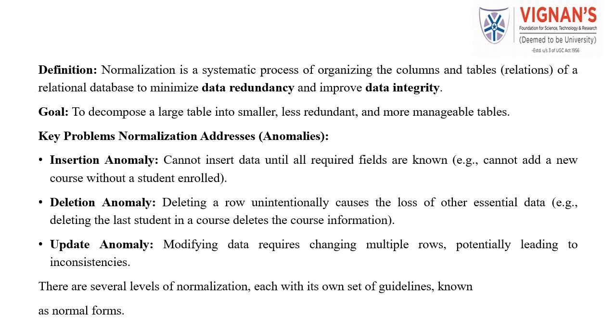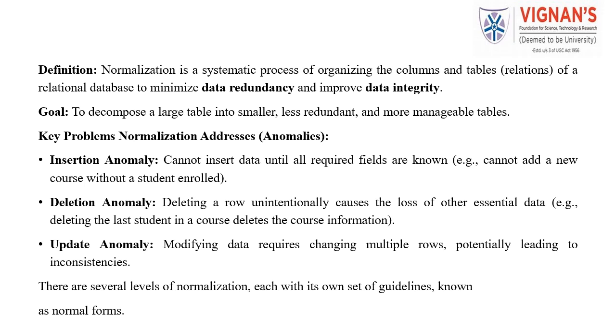Why normalization is needed? Anomalies. Normalization mainly helps us solve three major problems called anomalies. These anomalies occur when data is not properly organized. First is insertion anomaly. This problem occurs when we cannot insert new data into the table because some other data is missing. Next is deletion anomaly.